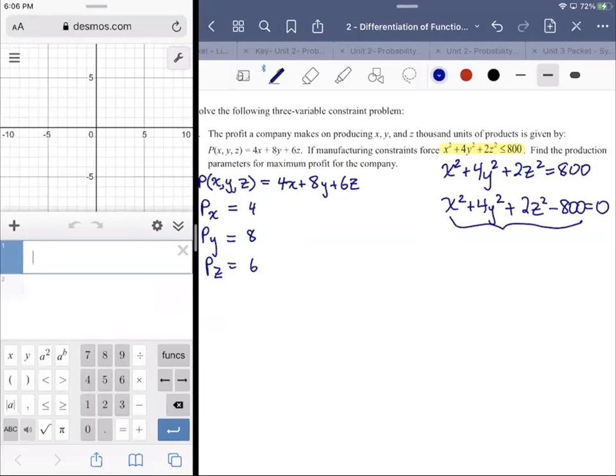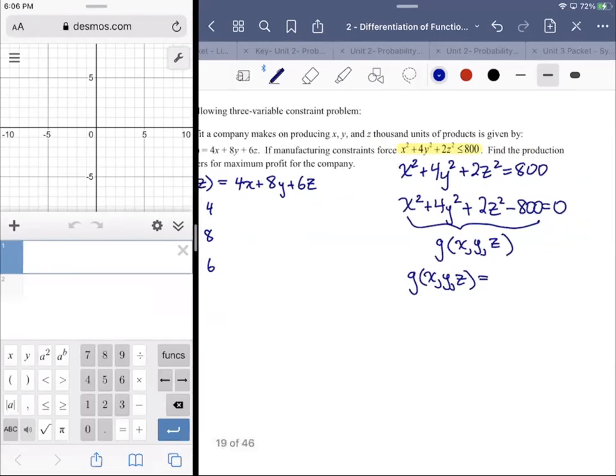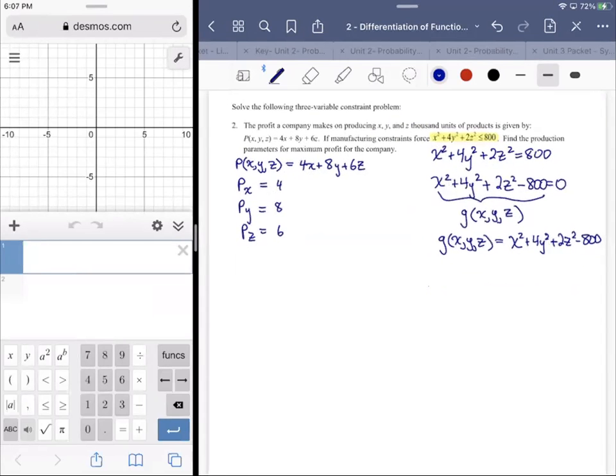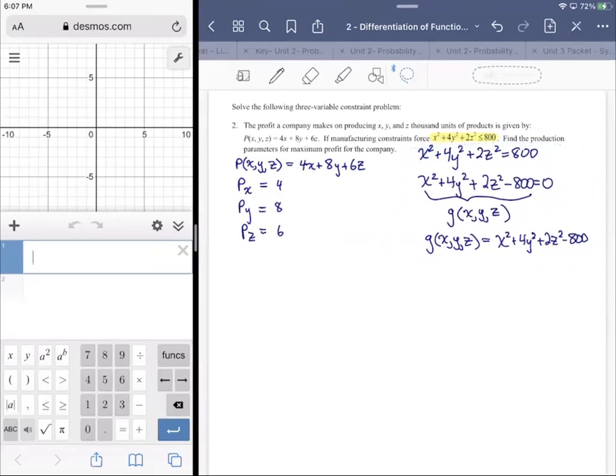that gives me my g function, which I'm going to call g of x, y, z in this case, because it's a function of 3 variables. All right, so I now know that g of x, y, z is equal to x squared plus 4y squared plus 2z squared minus 800. All right, I'm going to just smidge this over a little bit. So I could figure out my partials from there. All right, it shouldn't be too bad.